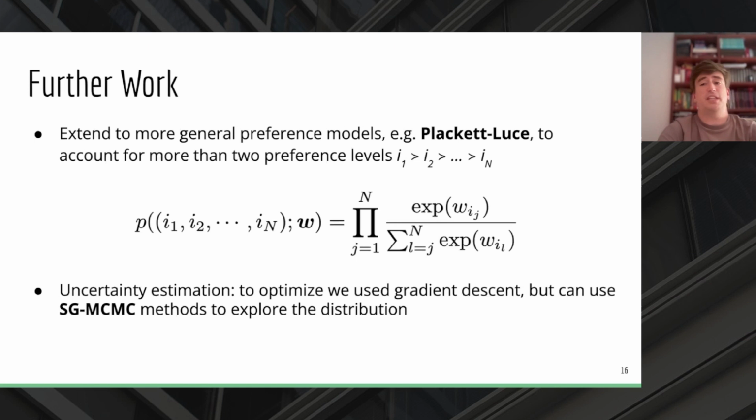All right. Just to sum up, as further work, I'm working on extending to more general preference models, like the Plackett-Luce model, which can account for more than 2 preference levels. This is the probability, which, as you can see, consists of smaller parts of the Bradley-Terry model, but imposing the order with the multiplication. So it's straightforward to adapt, but the tricky part is getting a dataset like this. Another part is, since we are using gradient descent, we can instead use some kind of stochastic gradient Markov-Chain Monte Carlo to explore the distribution and get uncertainty estimates of this probability.